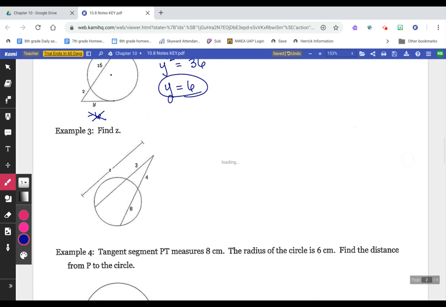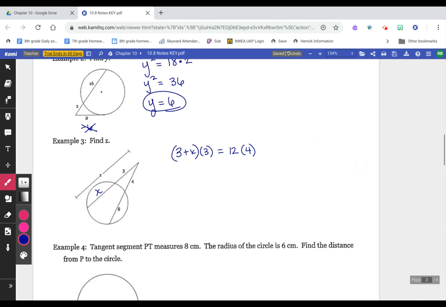All right, now we want to find z. Well, let's first make this x. And the rule when we have two secants is that the entire secant, so we'll do 3 plus x, times its external part, so that would be 3, is equal to the other entire secant, which would be 4 plus 8, 12, times the external part of 4.